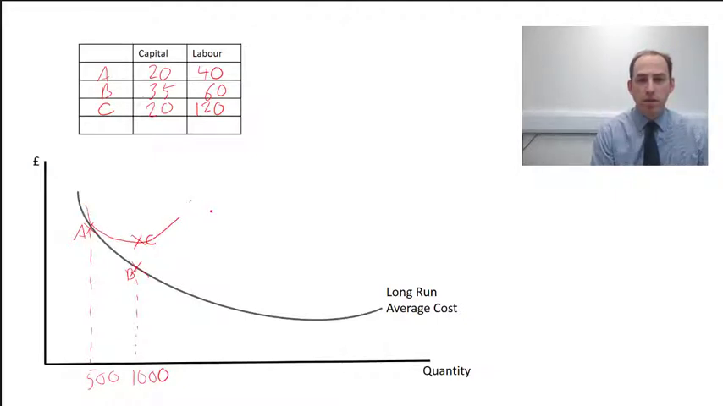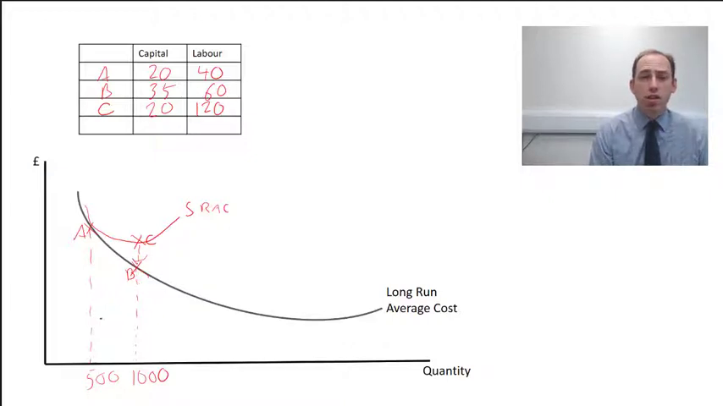Let's see if I can do some sort of short run average cost curve. There we go. So I move from A to point C, and then in the long run, when I can buy and pay for this machinery and it comes in, I can then move from point C down to point B. So I eventually arrive at point B, but not straight away. So that's fine. I'm now producing 1,000 units, and I'm using 35 capital and 60 labour. I'm at point B at the moment.